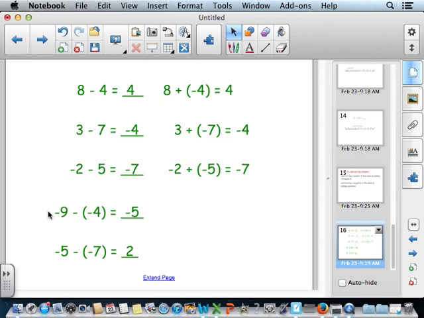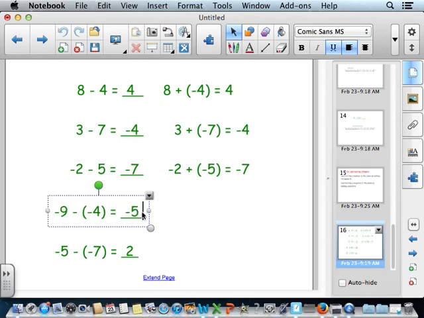Here I have negative 9 minus negative 4. I'm subtracting a negative. I can use either of my subtraction rules when I'm solving this expression. Negative 9 minus negative 4. Subtracting a number is the same as adding its opposite, so in this case, I will add a positive 4. I also have the rule that subtracting a negative is the same as adding a positive. And when I change the expression to adding its opposite, I am now adding a positive.